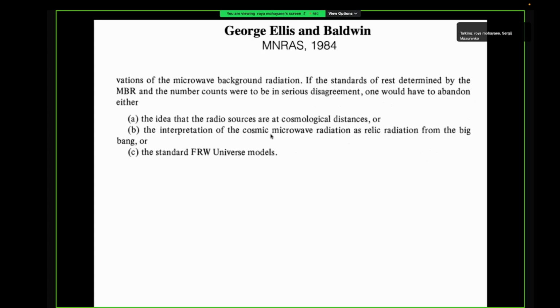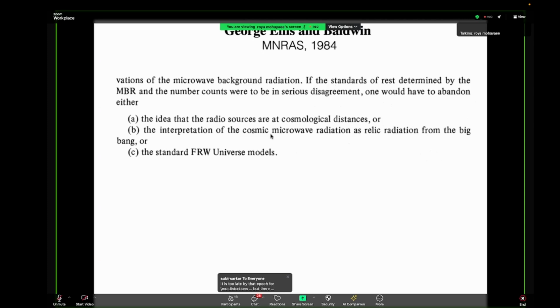Yes, the second thing I think that Ellis and Baldwin are referring to is that if the CMB radiation is not a black body radiation, then the calculation that was done by Wilkinson and Peebles would not be correct, right? Because they assume the CMB is a black body radiation, and then they calculated, okay, what is the velocity of the observer that would give this dipole anisotropy? And so if it wasn't black body radiation, then that calculation is not valid.